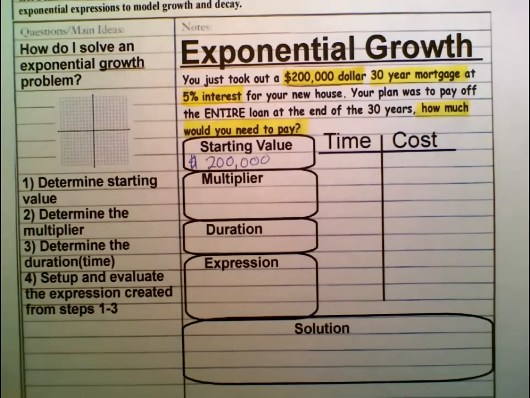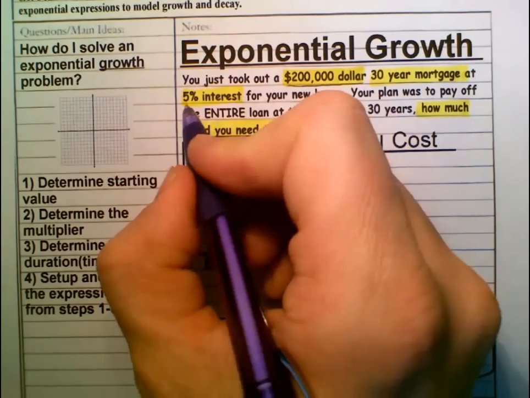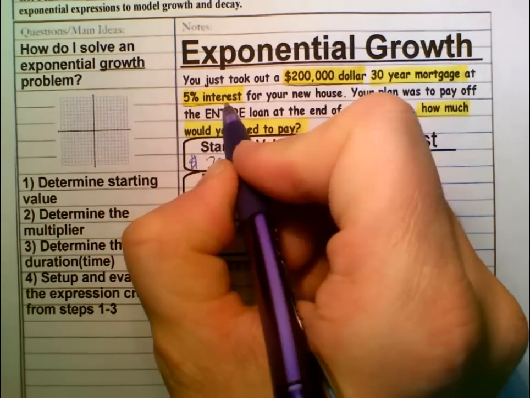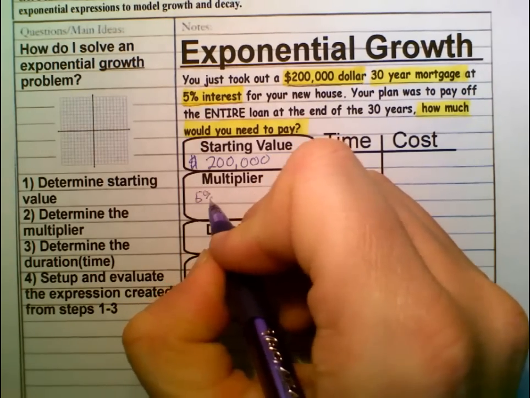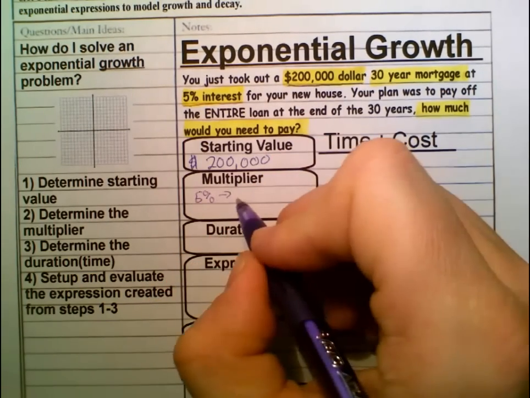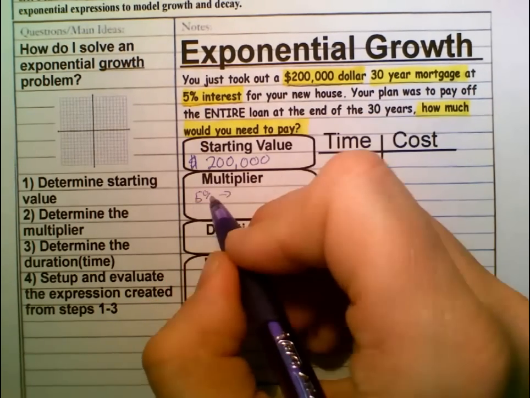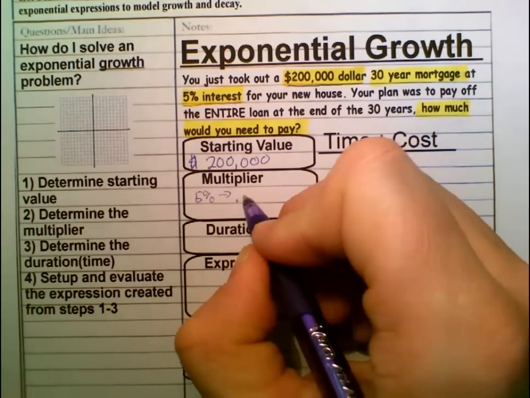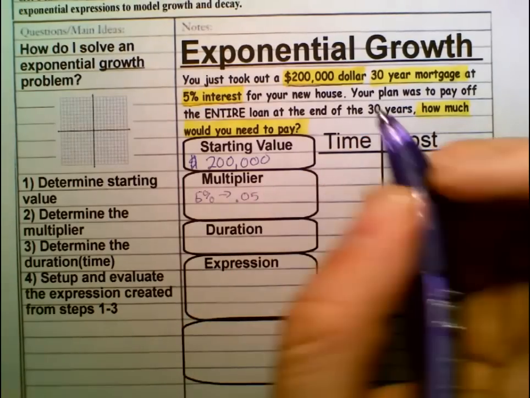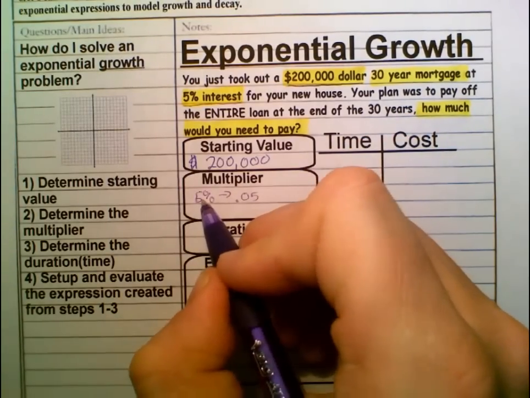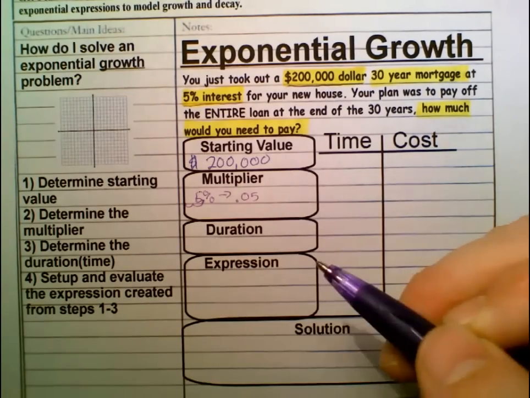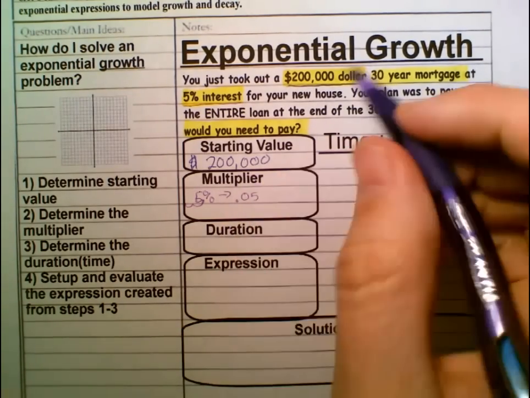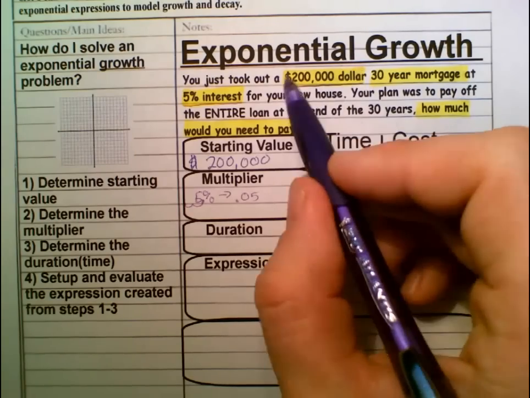Step 2 is to determine the multiplier. Well, the multiplier in this situation will use this 5% interest. So we're going to take this 5%, and our first step is to change that over to a decimal. And to do that, you take the 5% and divide it by 100, and that actually makes it 0.05. Now, you could also just take this decimal point and move it over to the left 2 spots, and you would get your 0.05.